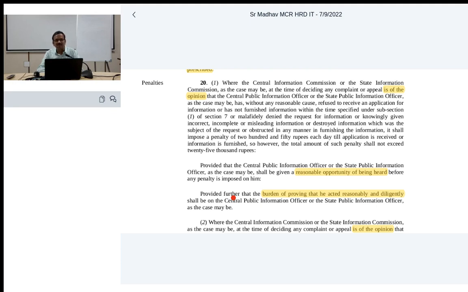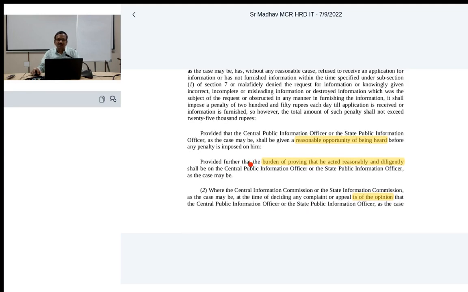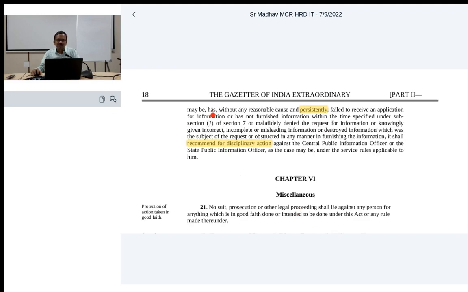Here the PIO has the burden of proof that he or she acted reasonably and diligently. If the commission is satisfied, then it can drop the show cause notice. Otherwise, it can go on and impose a penalty. Section 20, subsection 2 deals with the other power enjoyed by the information commission. Here, if the PIO fails to follow the instructions, or persistently fails to receive an application, the keyword being persistently, the commission can impose or recommend disciplinary action against the public information officer.